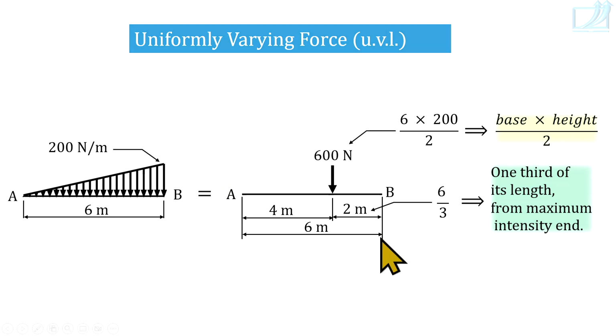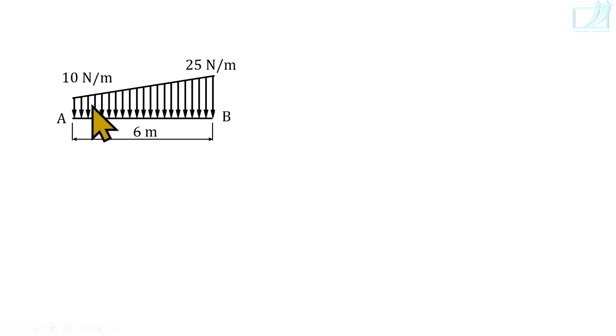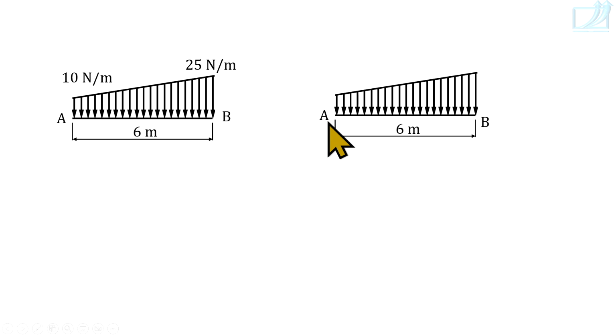Base into height by 2. Here it is a distributed force. It is a uniformly varying force. But the variation in intensity is 10 Newton per meter at end A to 25 Newton per meter at end B. How to show this force as a point force? Try to understand. We consider this distributed force as a combination of a rectangular force and a triangular force. Intensity at one end is 10 Newton per meter and the other end is 25 Newton per meter, that is what is given here, that we divide into two parts in this manner.